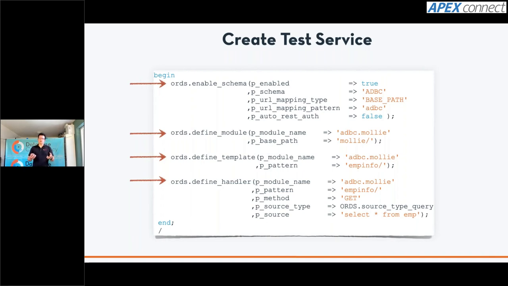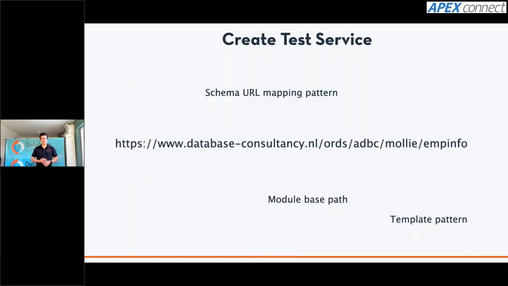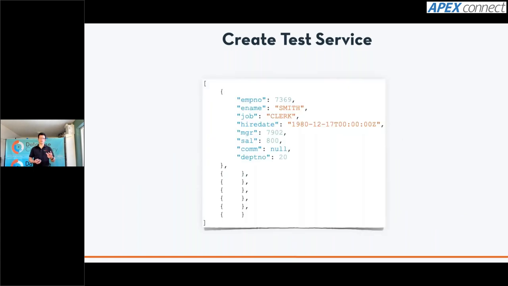So what should the URL look like? Well, if you look at how the URL is constructed, the first thing is the scheme URL mapping pattern. That's the mapping pattern that we used in the creation of the module. Then the module base path is the next one, and the last one is the template. In this way, you can construct your URL, copy it to your browser, and you see that the result is there. So it's working.